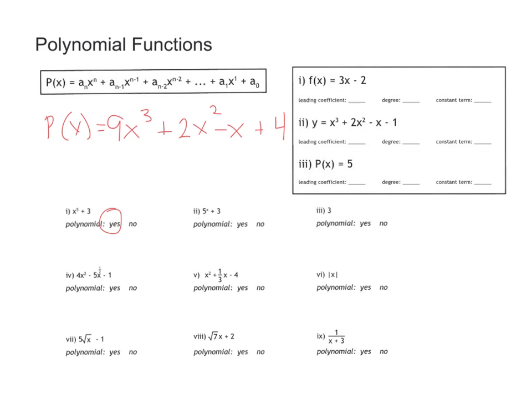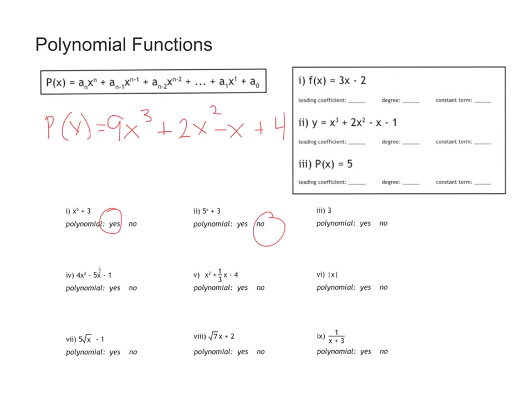So the next one, number 2, 5 to the power of x plus 3. Yes or no? Or, I don't know. Okay, I see a lot of no's, and those of you that are saying no are right. The exponent has to be a number, and the base has to be a variable. This one has the base is a number, and the exponent is a variable.